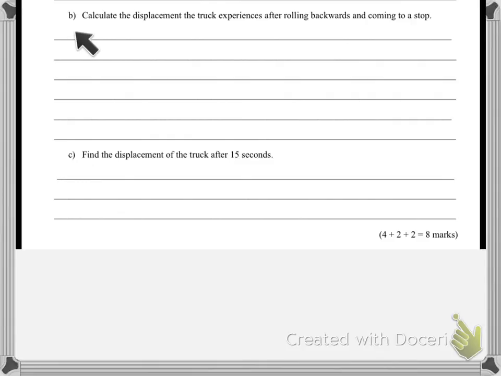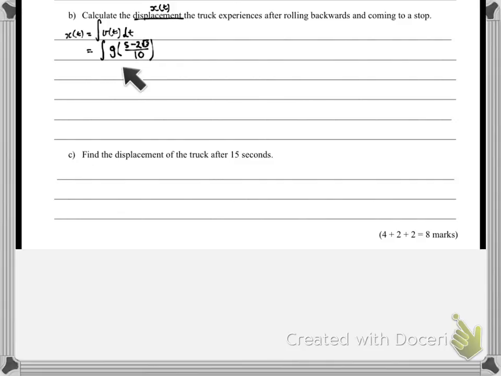Okay, part B says, now let's calculate the displacement the truck experiences after rolling backwards and coming to a stop. So we worked out when it comes to a stop. It takes 0.8 seconds to come to a stop. So we have to get the displacement. Now the displacement comes from the position function. Again, the position function is the antiderivative of the velocity function. Very nice. So let's take the antiderivative of velocity.